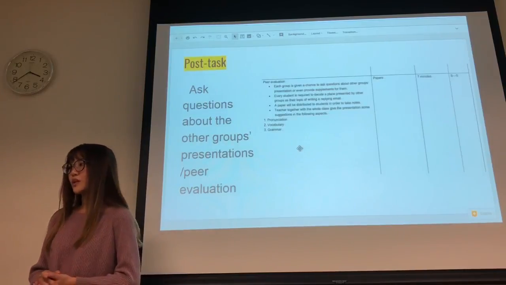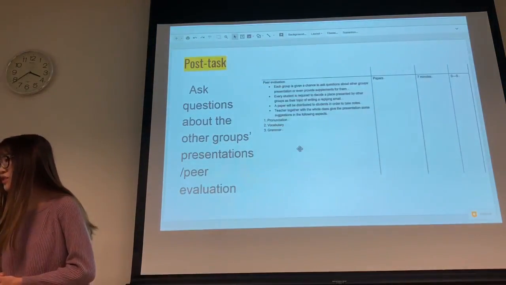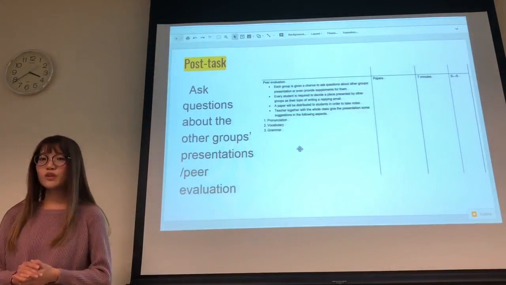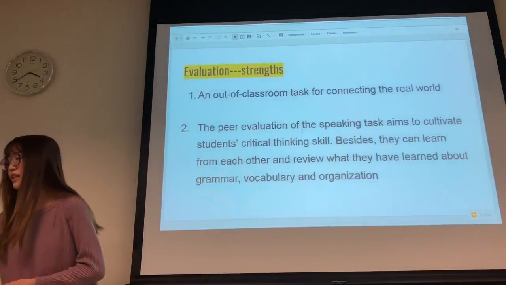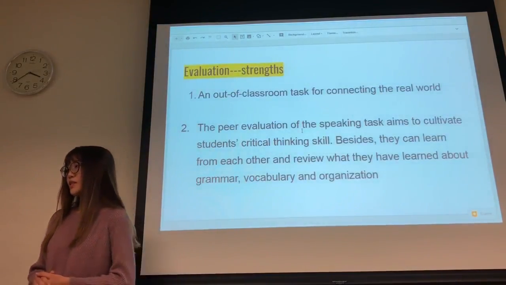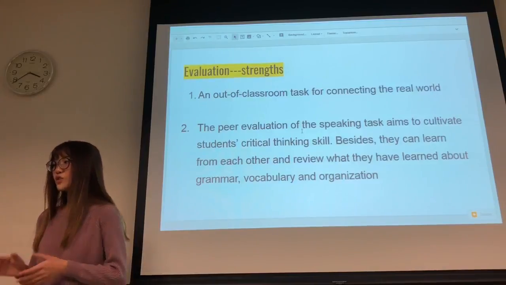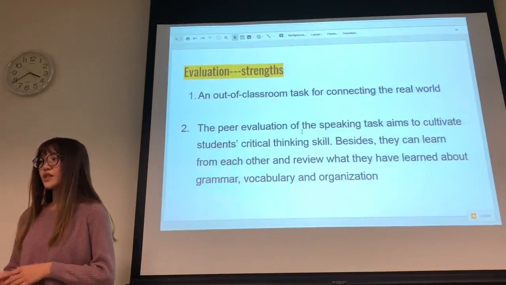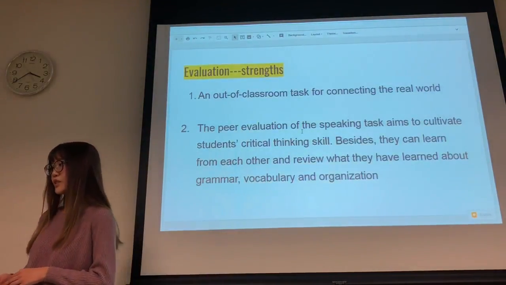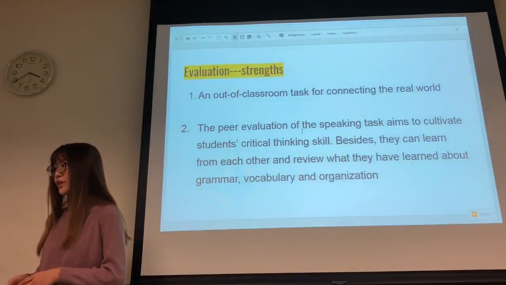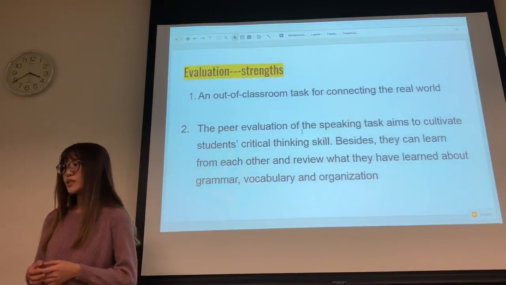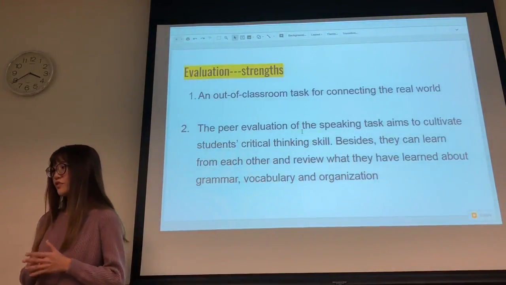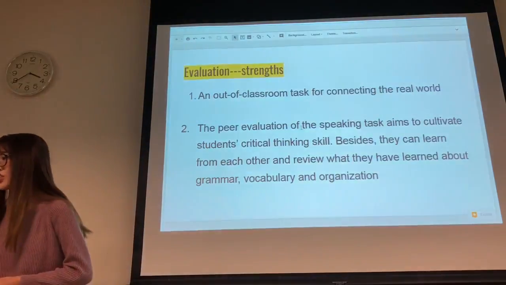And when it comes to the host task, students should ask questions about the other group's presentation, and a peer evaluation is compulsory for each student. And here is my evaluation. The strength is mainly focused on an out-of-classroom task for connecting the real world, because students should go to the real place, take photos, and do the plan before completing their presentation. What's more, the peer evaluation of the speaking task aims to cultivate students' critical thinking skill. Besides, they can learn from each other and review what they have learned about grammar, vocabulary, and organization.